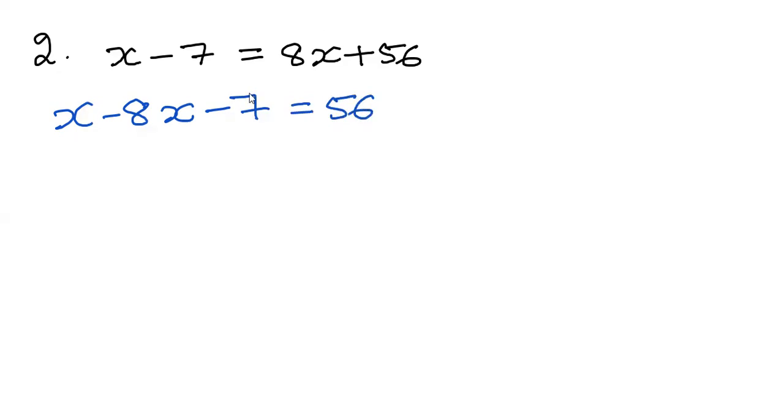Now we have minus 7 here. That means x is subtracted by 7. So 7 is being subtracted from x. When it goes on the other side, it should be added. So that means minus 7 will become plus 7 over here.